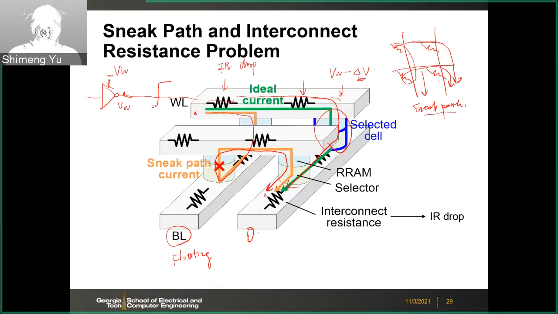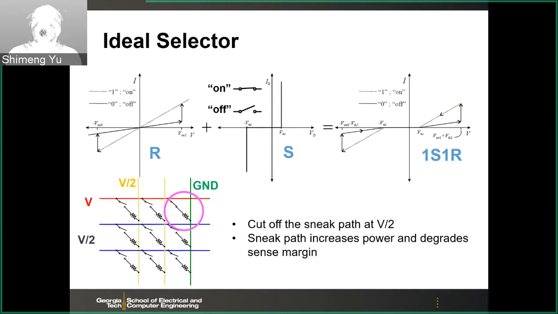So those are 2 issues for the cross-point array design. And the solution is to introduce this so-called selector device. We don't want the pure resistive network. We want to introduce this kind of switch, a 2-terminal switch we call a selector, in series with the resistor.